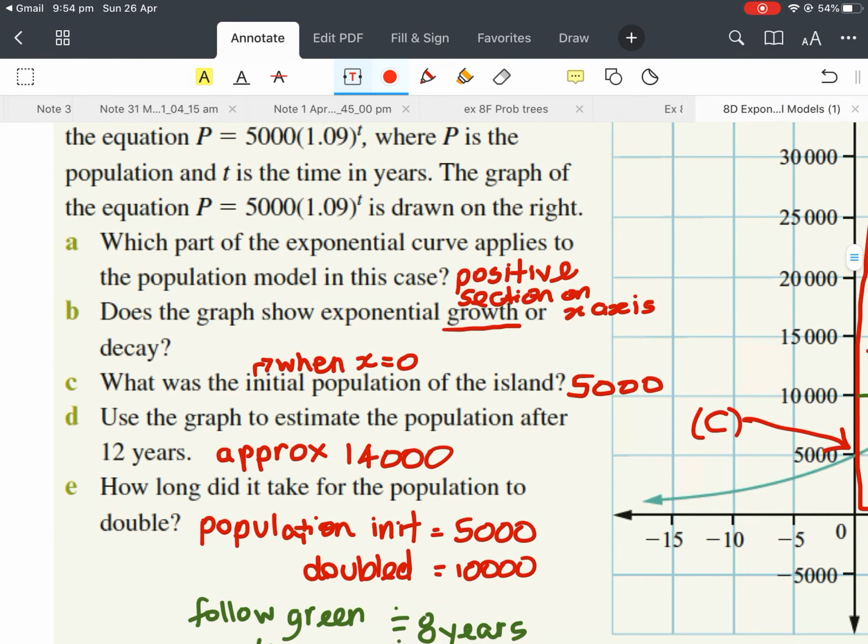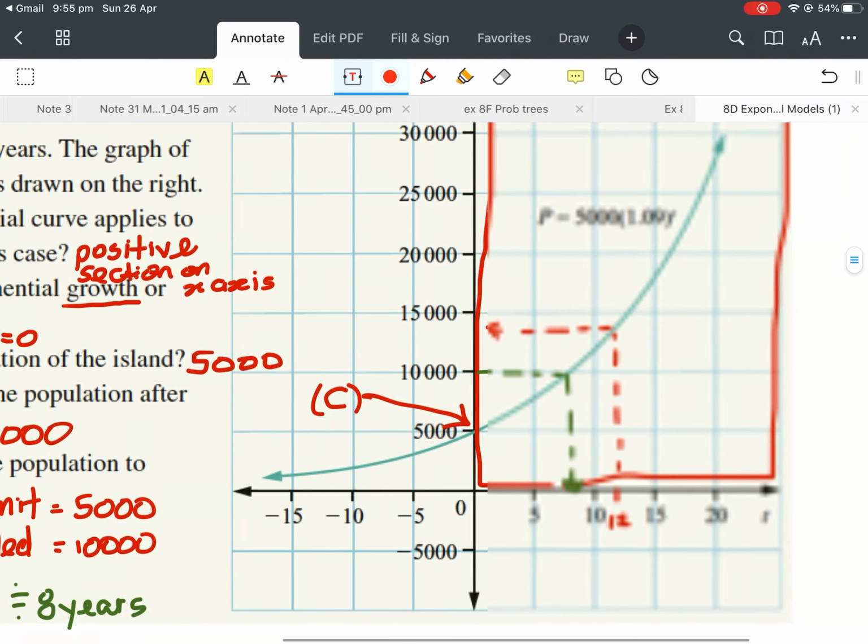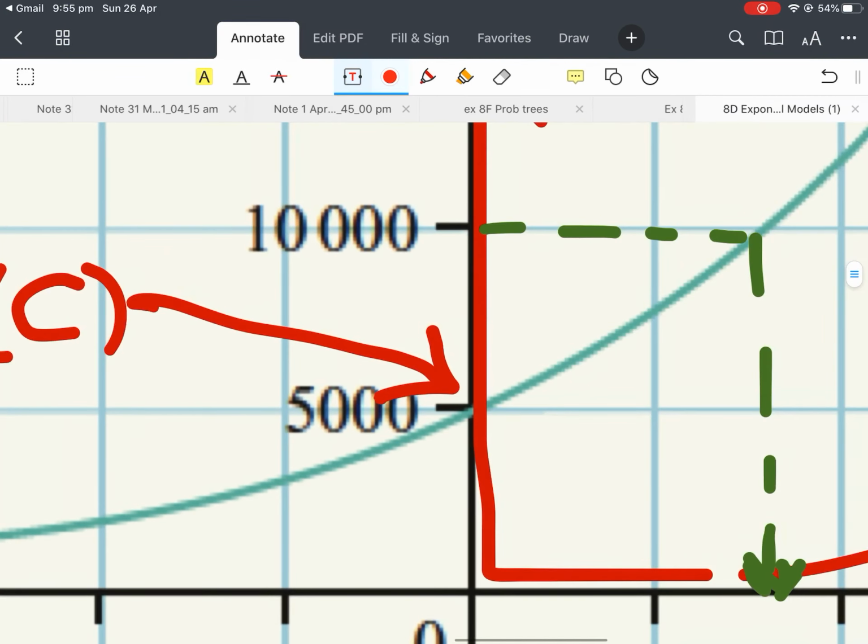Notice I've used approximately, because when we draw these things or have a look at them, depending on how big the graph is, it's going to make it difficult for you to see. So always write an approximate answer. Question E says, how long did it take for the population to double? So we know that the population started where it cut the y-axis there at 5,000. So double 5,000 is 10,000.